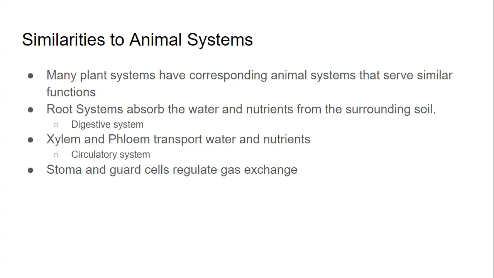And then another one is the stoma and guard cells, which are parts of a leaf that help regulate gas exchange. What animal system do you think that could represent? Well, the answer would be the respiratory system, because we know that the respiratory system is useful in exchanging oxygen and carbon dioxide, the same thing that the stoma and guard cells do in leaves.